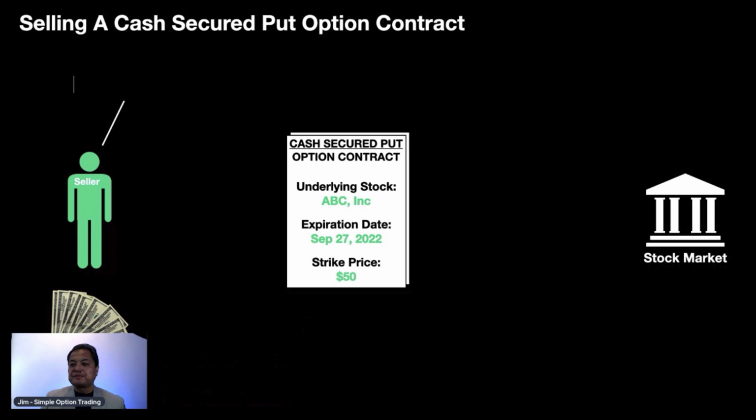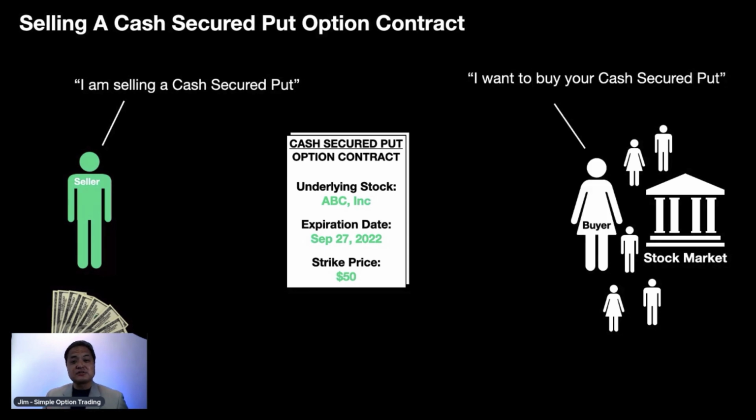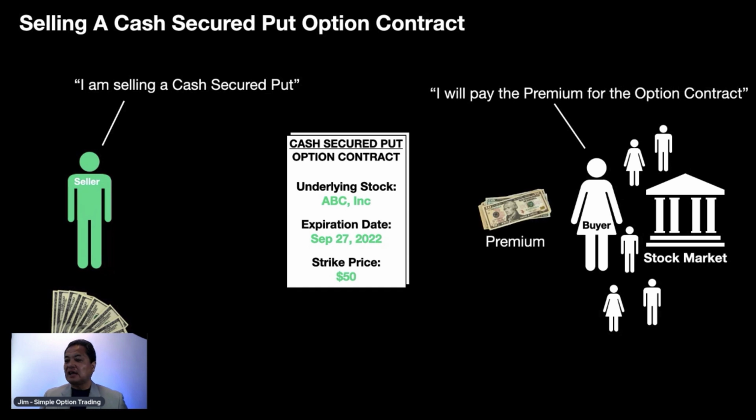Now, when I sell this cash secured put option contract, I put it out there on the market, and the buyers in the stock market can review the terms and conditions that I specified in my option contract, right? It's for company ABC. It's got a September 27th, 2022 expiration date, and it's got a $50 strike price. Is anyone interested in buying this option contract from me? Now, if there's a buyer that likes those terms and conditions, they'll want to buy that contract from me. And the way they do that is by submitting a payment for that option contract. So they're going to pay me, the seller of the option contract.